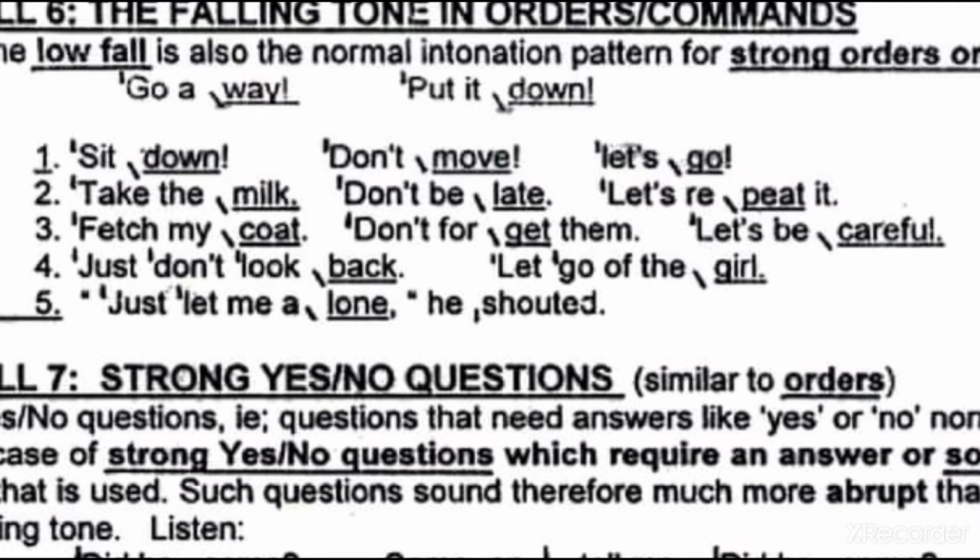3, fetch my coat. Don't forget them. Let's be careful. They are all orders, and the TS, which is a low fall, occurs in the last stressed syllable in the utterance. Number 4, just don't look back. Let's go of the girl. So here, back and girl are the last lexical stressed words.